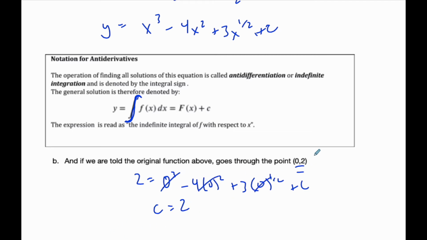And so if I'm given this initial point, or a point that's on the curve, then I can find my full function. And so now I end up with x cubed minus 4x squared plus 3x to the 1/2 plus 2. And so the key to antiderivatives, if I want to find the actual c value, the constant at the end, is I need a point to plug in. Otherwise, I just put plus c.